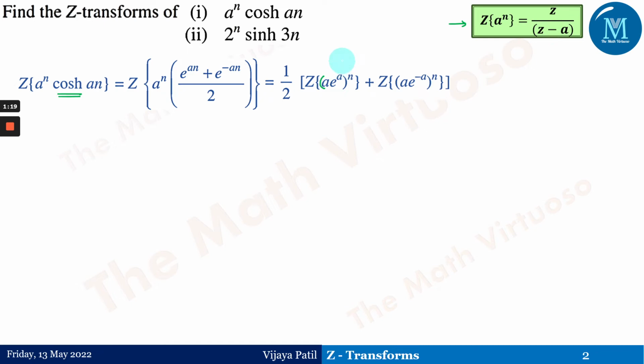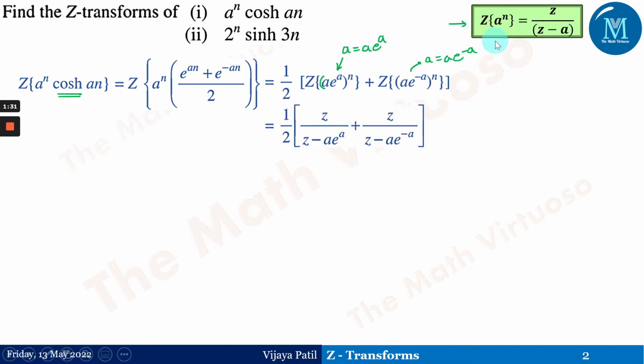Now in this particular example, this small a is equal to a into e to the power a. Similarly here, this a is nothing but a into e to the power minus a. So this will get replaced in this case, and therefore this is 1 by 2 [z upon z minus a into e to the power a plus z upon z minus a into e to the power minus a].